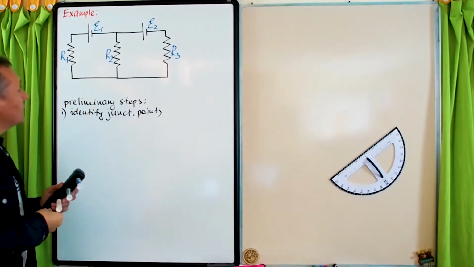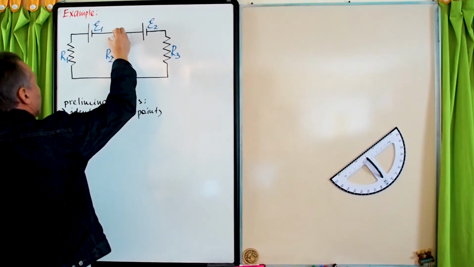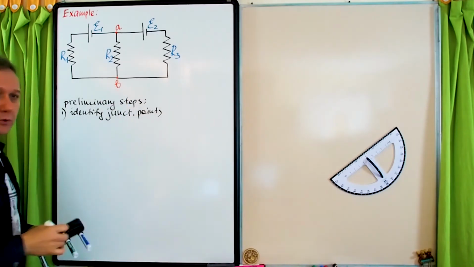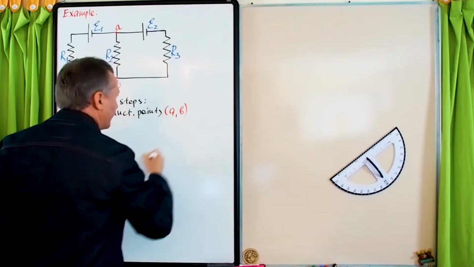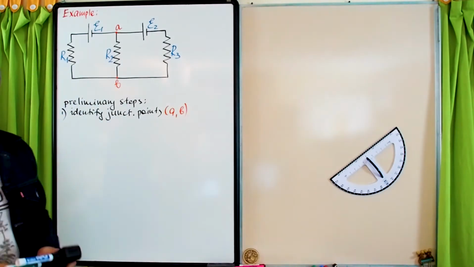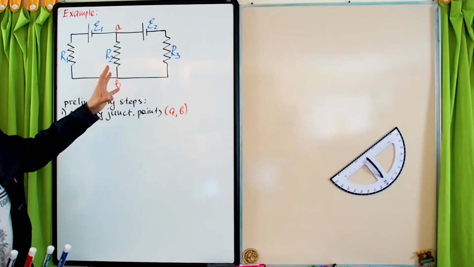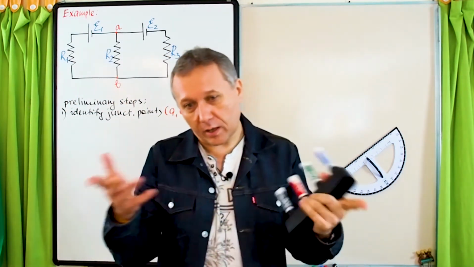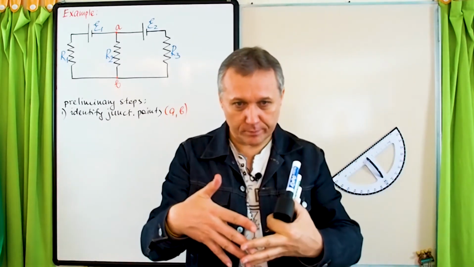Okay, in our case, there are two junction points. Let me label this one as, for example, A, and this is B. So two junction points, A and B. Then, what happens at a junction point? Current gets split or currents merge, right?